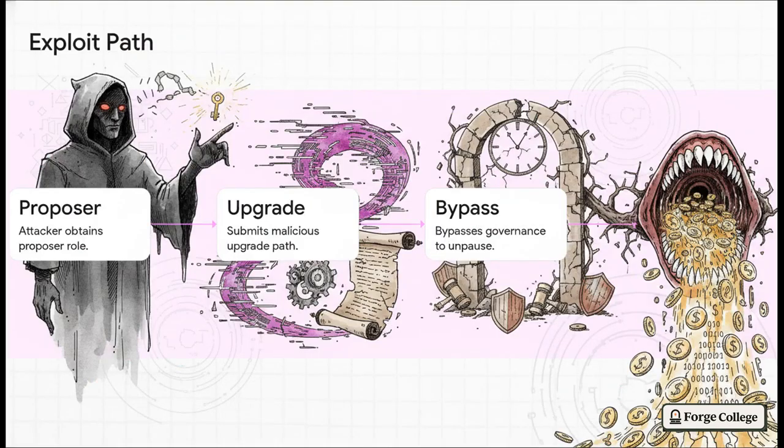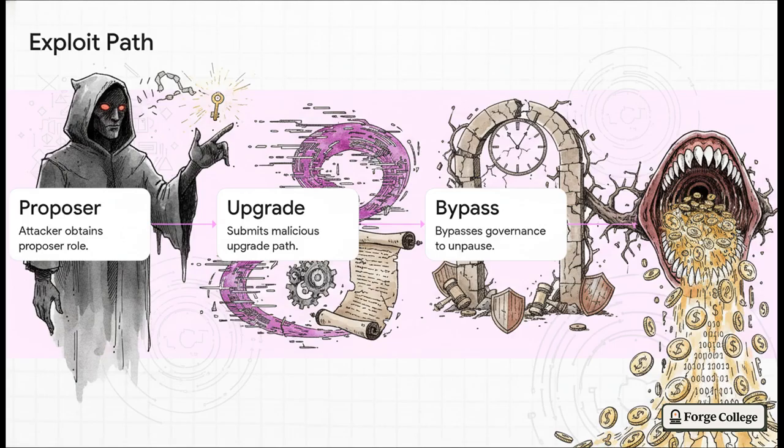Let's look at a slightly more complex exploit path involving governance. Say your emergency unpause is controlled by a time lock. Here's how it goes down. Step 1. An attacker somehow snags a minor proposer role. Step 2. Because your governance upgrade paths aren't aware of the paused state, the attacker submits a malicious upgrade.